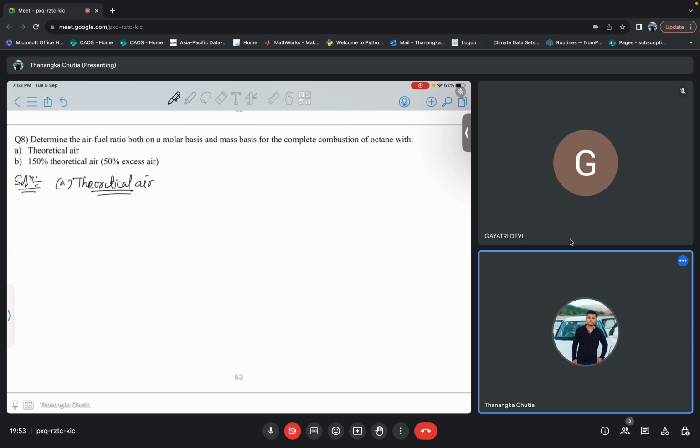Theoretical air, okay. So octane, C8H18. For 1 kilomole, how many moles of air we require, we don't know, so I am assuming this as A, and similarly this came. Now since this is a complete combustion, there will be no extra product. There will be carbon dioxide, water, and since nitrogen is an unreactive compound, your nitrogen will be left. So I am naming this one as B, this one as C, and this one as D, okay.